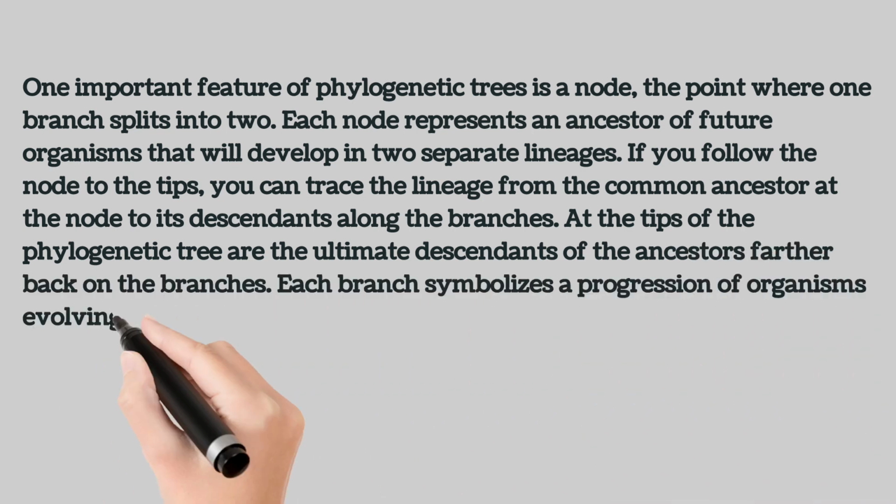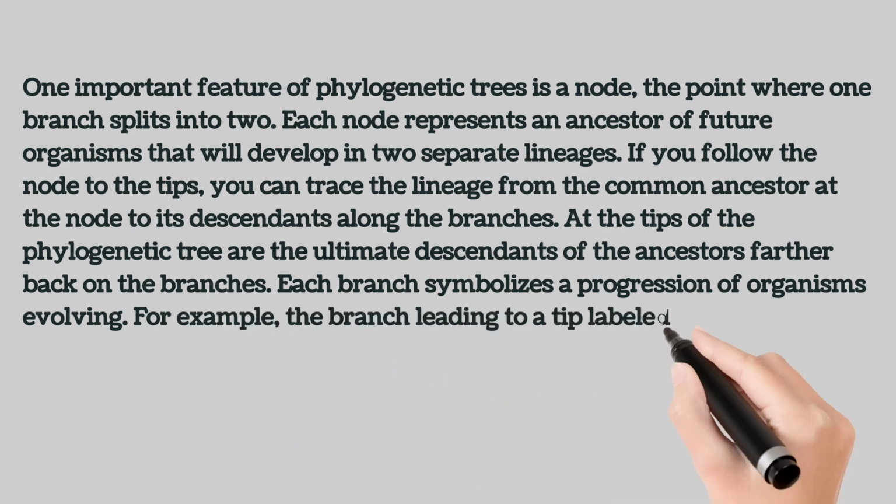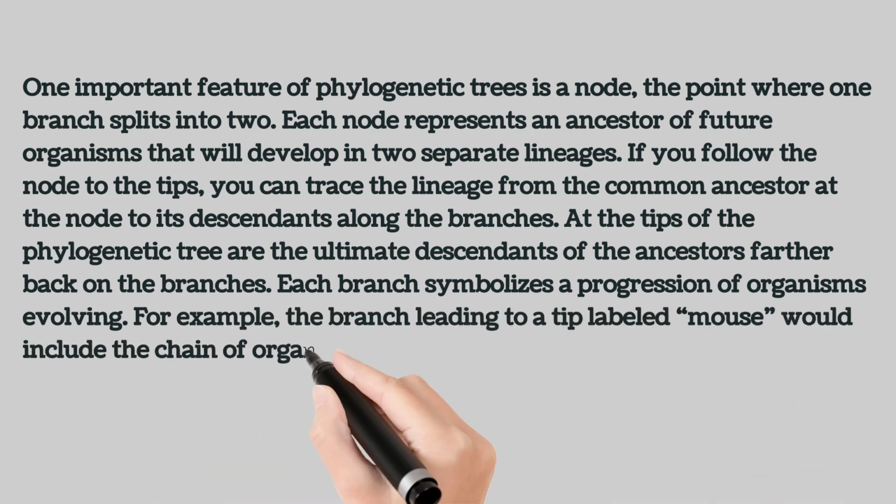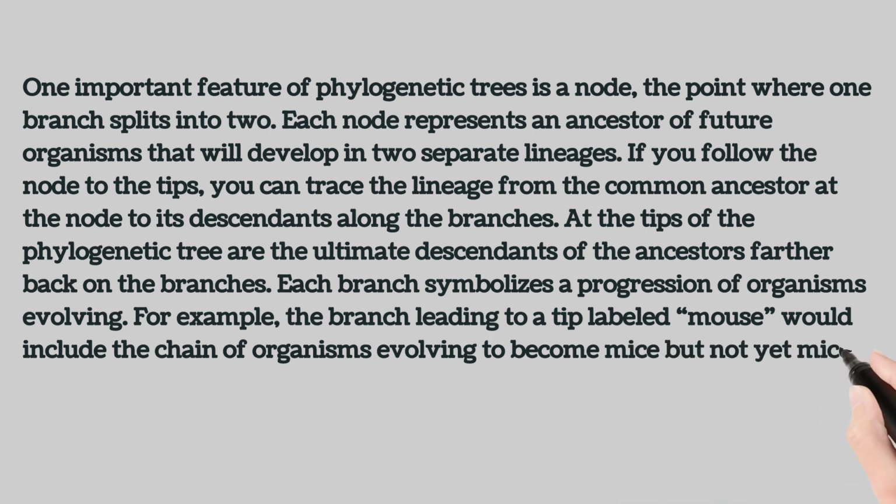At the tips of the phylogenetic tree are the ultimate descendants of the ancestors farther back in the branches. Each branch symbolizes a progression of organisms evolving. For example, the branch leading to a tip labeled mouse would include the chain of organisms evolving to become mice.